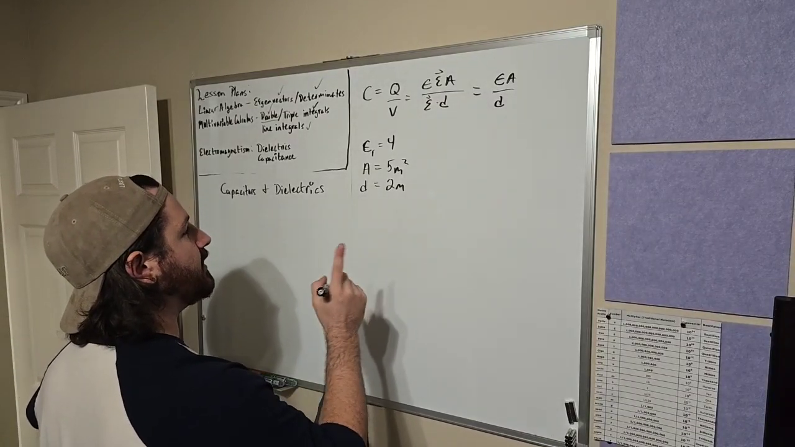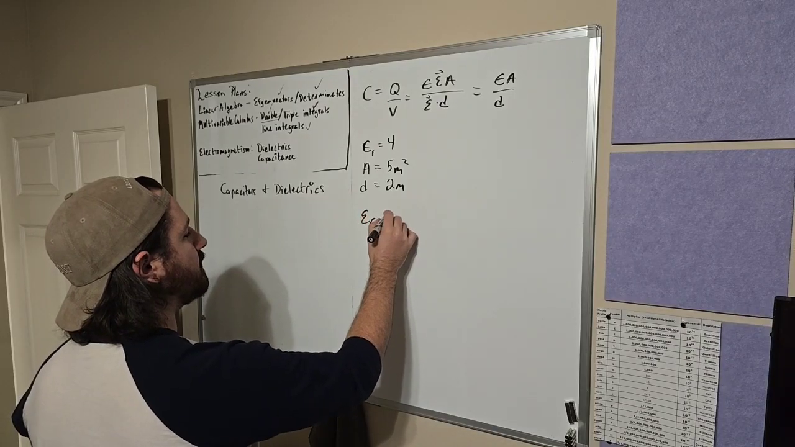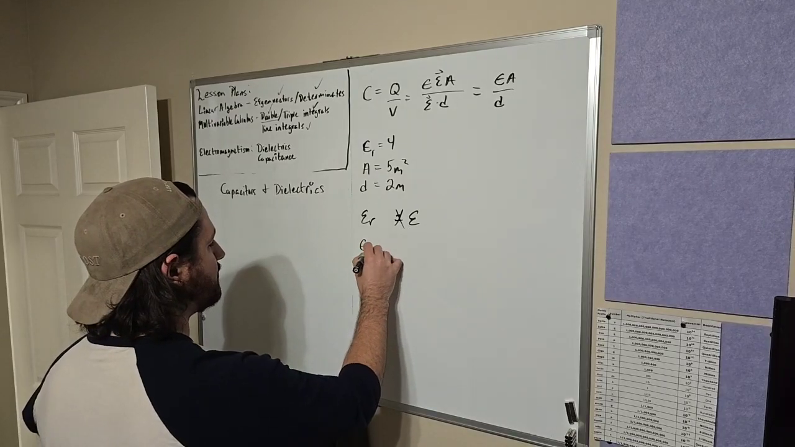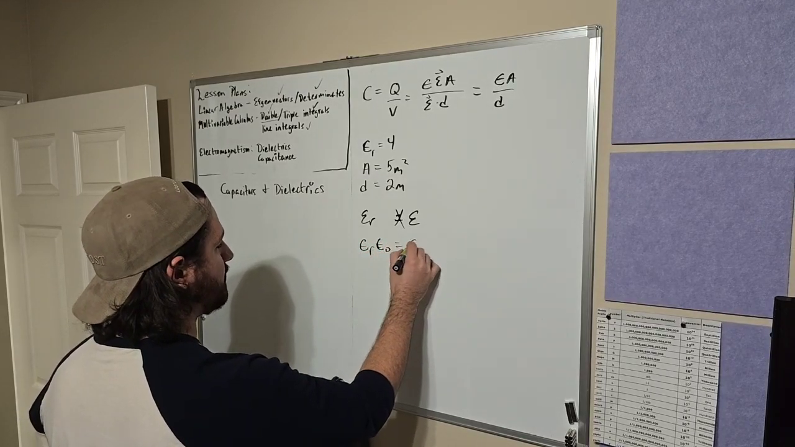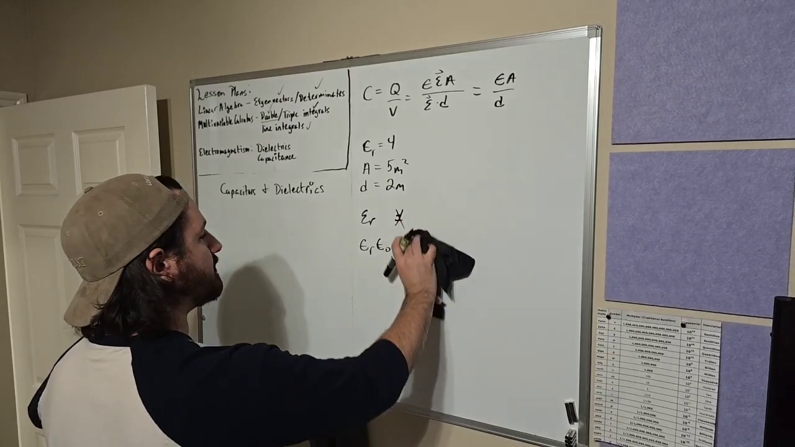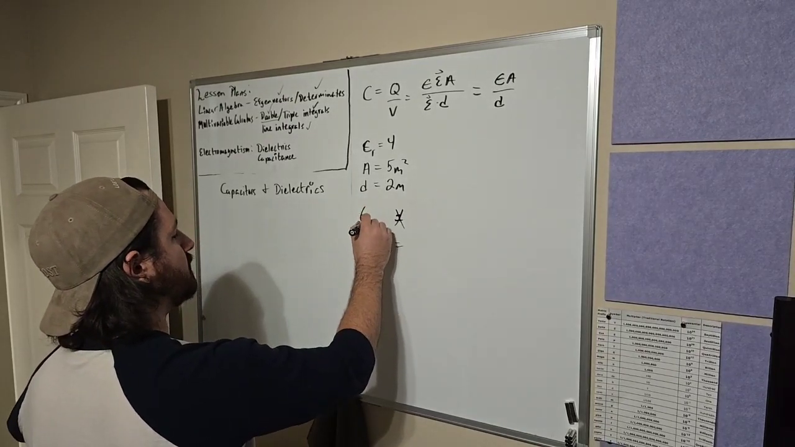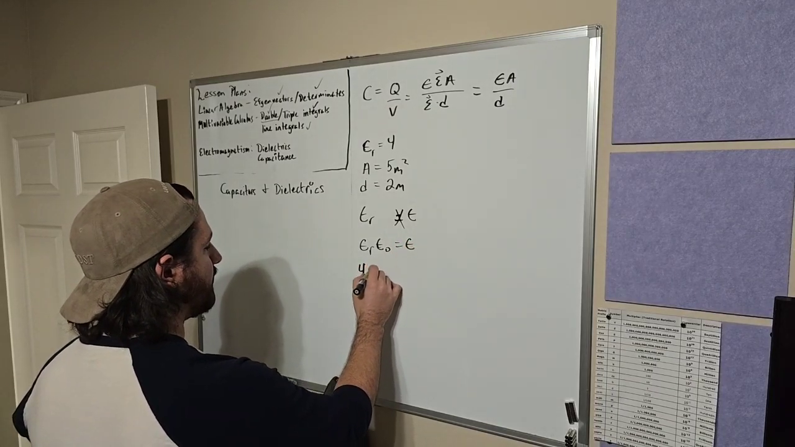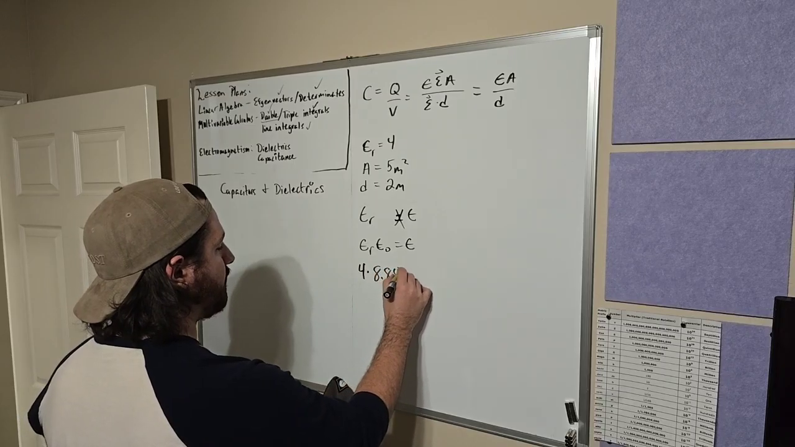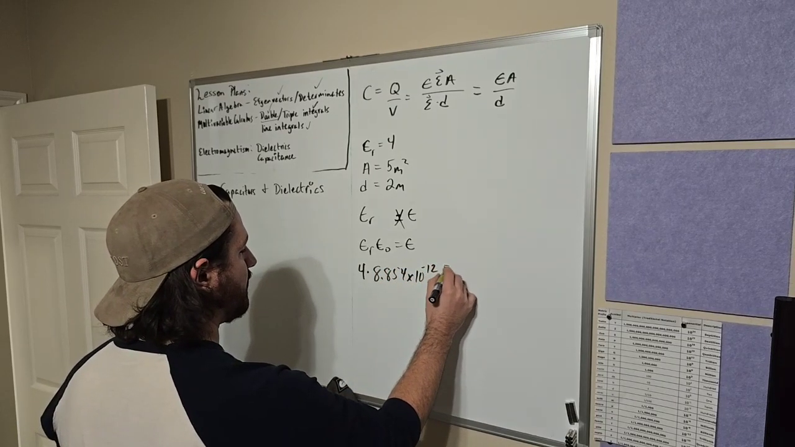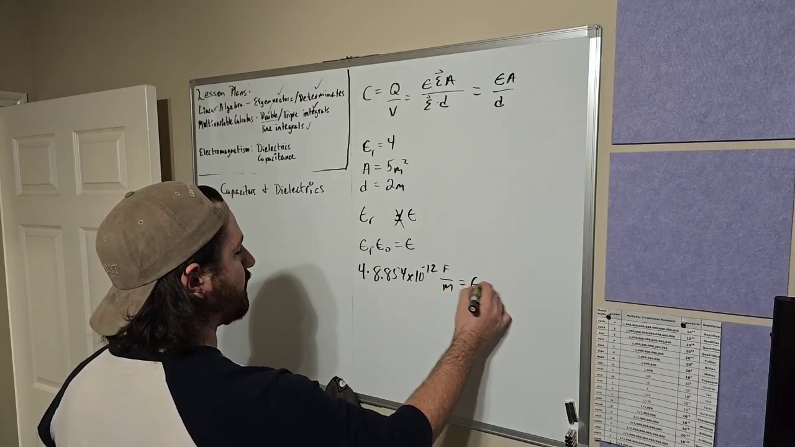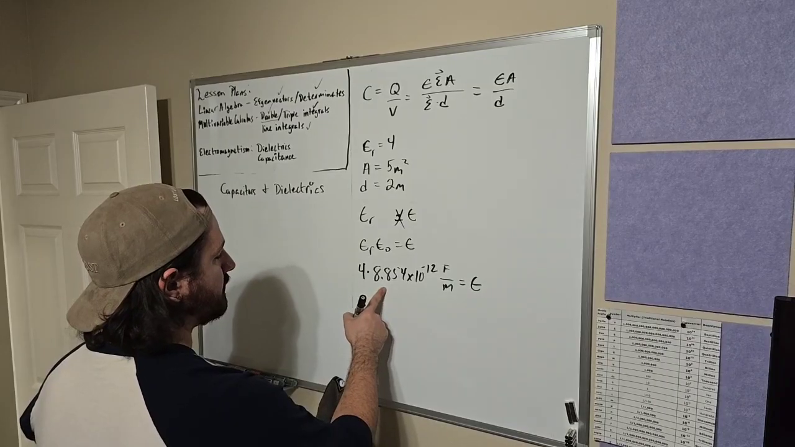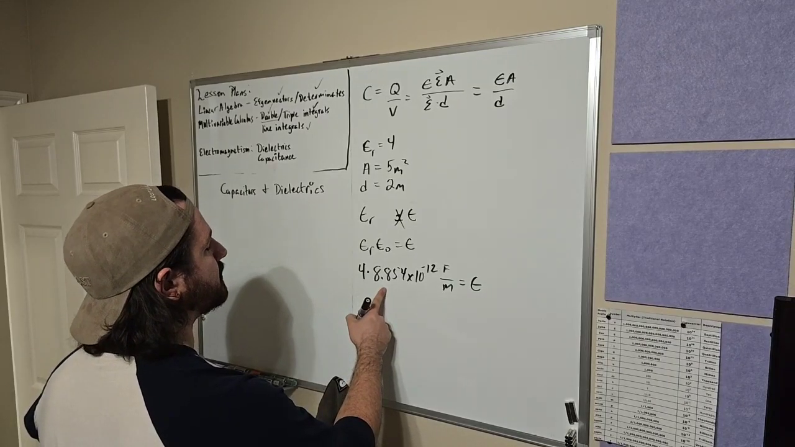But do not get caught by thinking that E sub R is equal to E. It's not, right? We have to do E sub R times E sub 0 is equal to E. I need to be consistent with my E's, I'm sorry. So E sub R is 4, and then E sub 0 is 8.854 times 10 to the negative 12th farads per meter. And then that's going to equal our E. And then we can plug that back in.